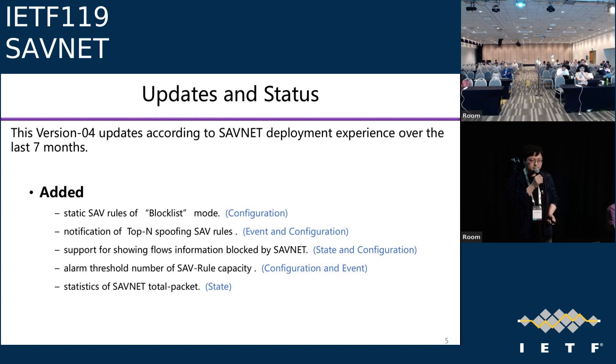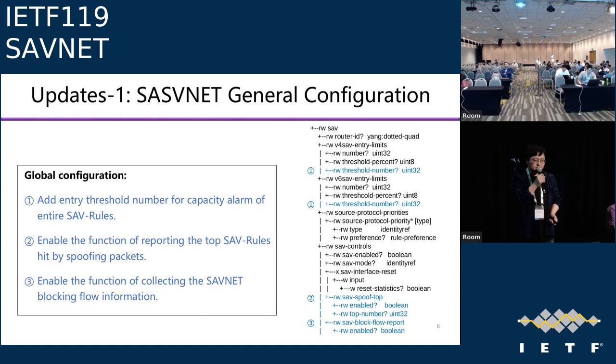The current version is updated according to the Savnet deployment experience over the last 7 months. Firstly, update 1, for general configuration. We add entries load number, capacities, a line of entry SAV rules. Secondly, enable the function of reporting top sub rules hit by spoofing packets. Thirdly, enable the function of collecting Savnet blocking flow information.